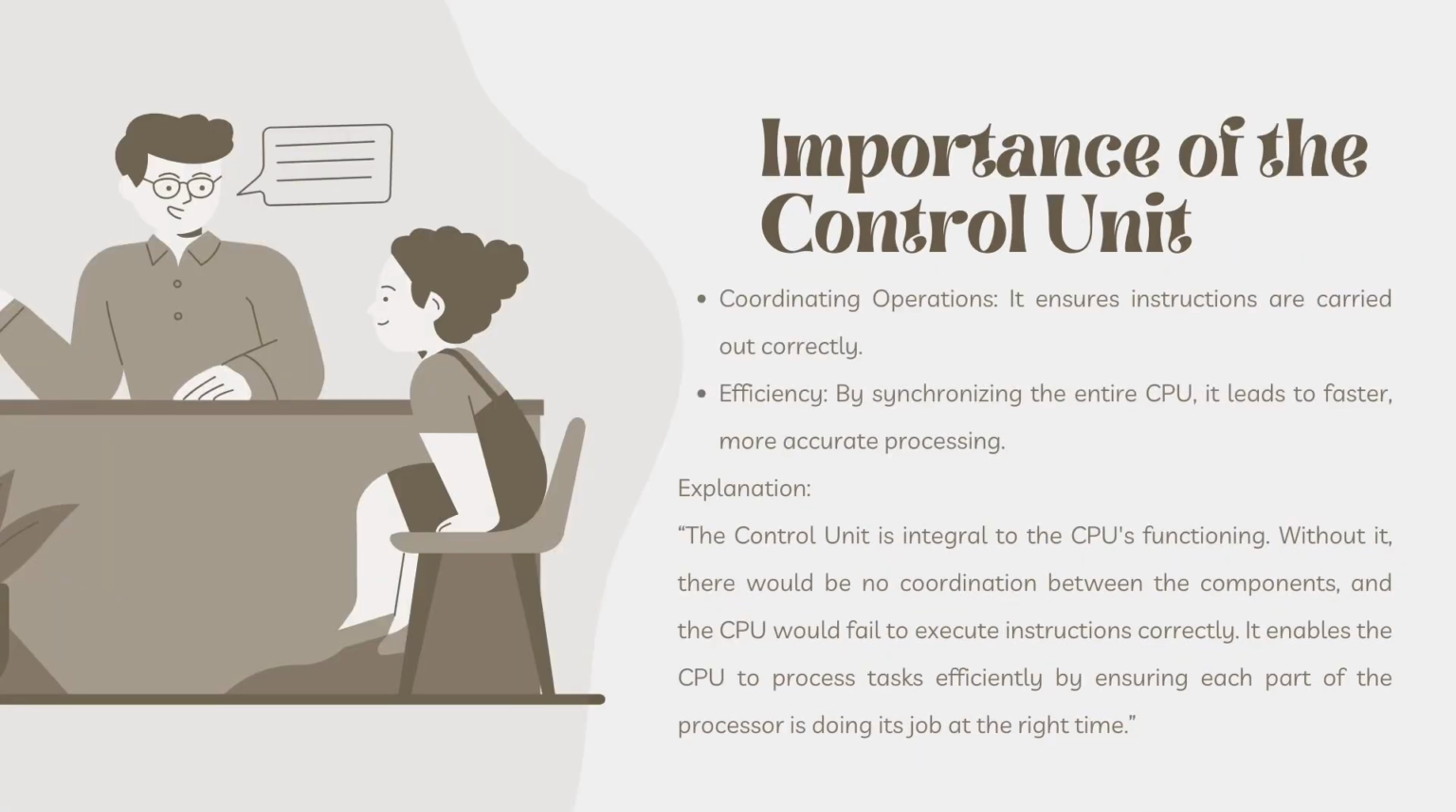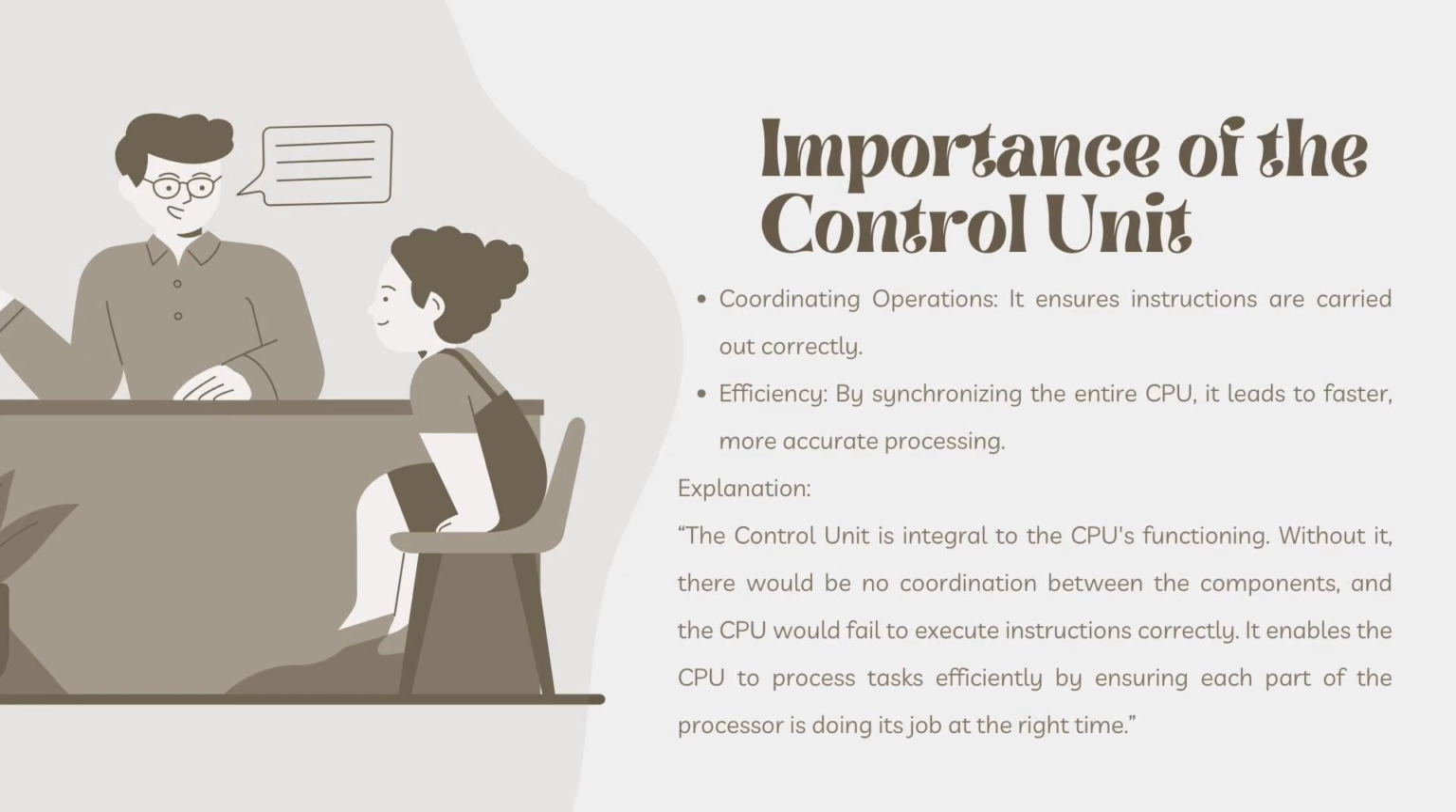Importance of the control unit. 1. Coordinating operation. It ensures instructions are carried out correctly. 2. Efficiency. By synchronizing the entire CPU, it leads to faster, more accurate processing. Explanation. The control unit is integral to the CPU function.